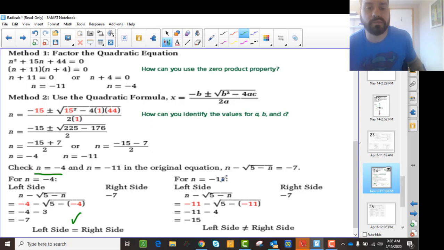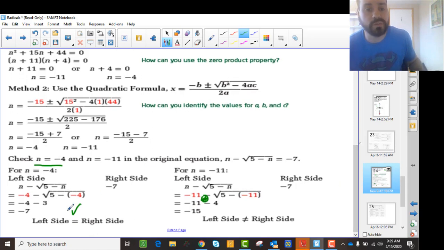Then we try minus 11. So we go minus 11 minus the square root of 5 plus 11. That's the square root of 16. So we get minus 11 minus 4, and that gives me minus 15. And the right-hand side is minus 7. Again, you'll notice that if this was plus 4, minus 11 plus 4, it would work. It would give you minus 7, but it's not. Okay, so we say that one doesn't work.